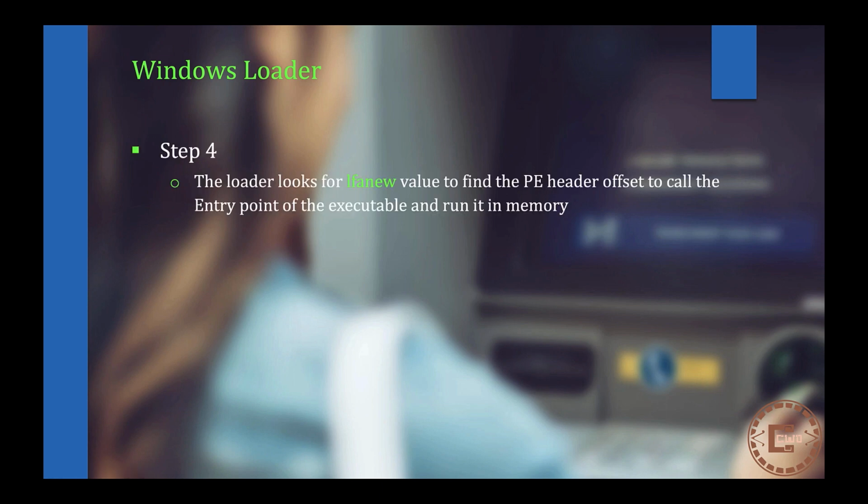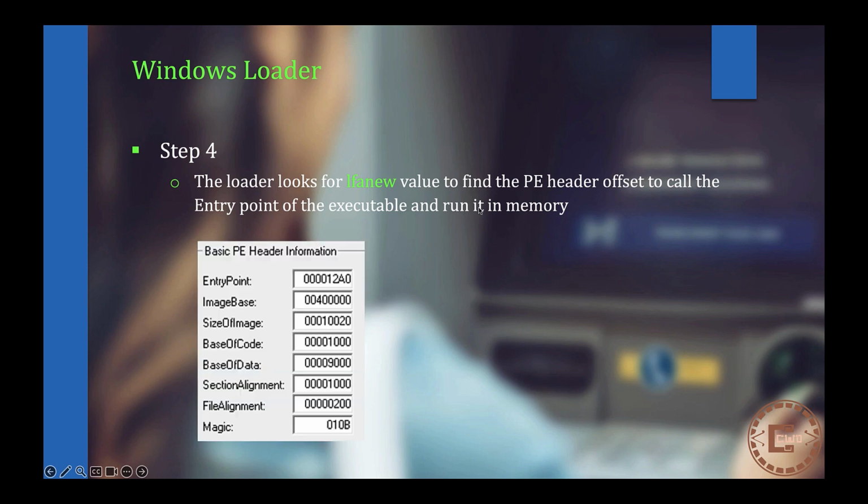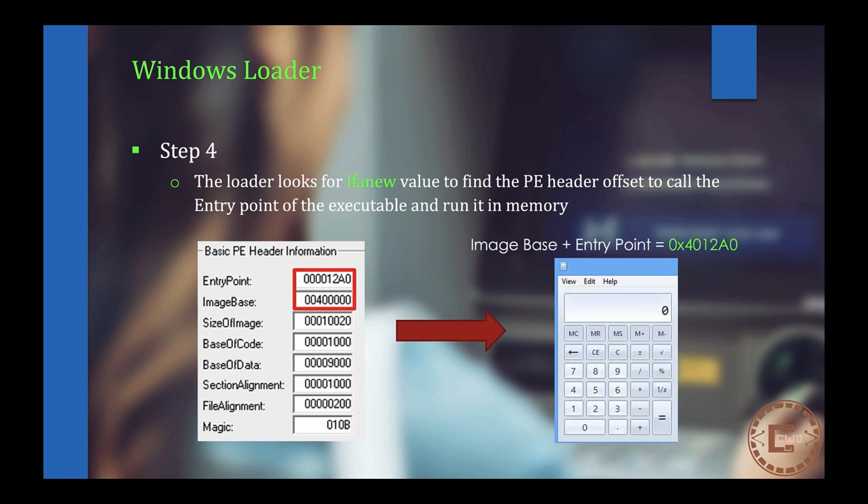Step 4. Now that everything is loaded, the loader goes to the file and looks at the e_lfanew value to find the PE header offset, and from there it's going to find the entry point of the executable and run it in memory. Okay, so it's going to say, this is the image base for the file. Then from there, this is the PE header. The PE header has the image base. It has the entry point thanks to e_lfanew. And now I know that this image base plus this entry point is the address of my starting point. And then I'm going to just call it, and I'm going to start running my executable in memory.